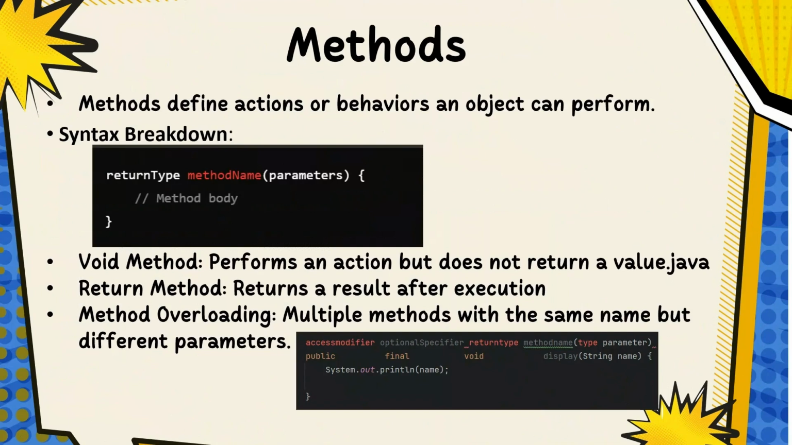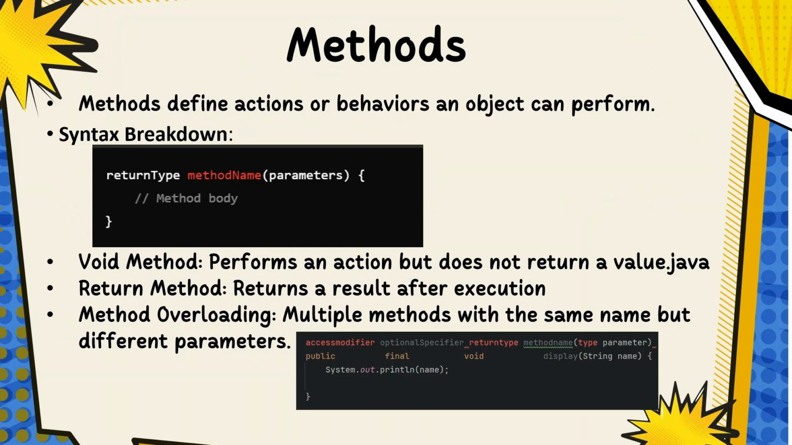Now let's move on to methods. Methods define the action and behavior that an object can perform. The basic syntax for a method includes the return type, whether it is void or going to return a specific type, that could be int, string, char, or other types, followed by the method name and the parameters that it can take.